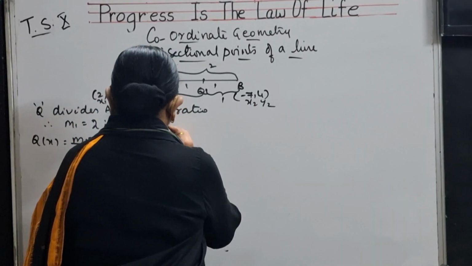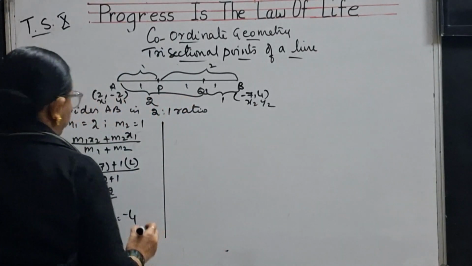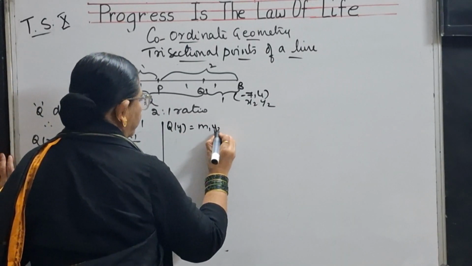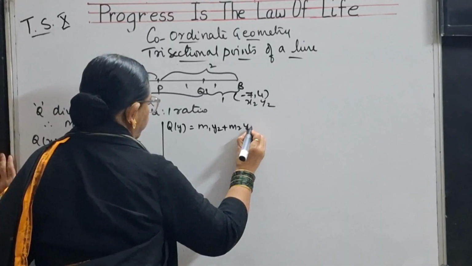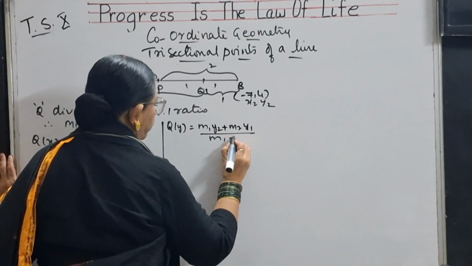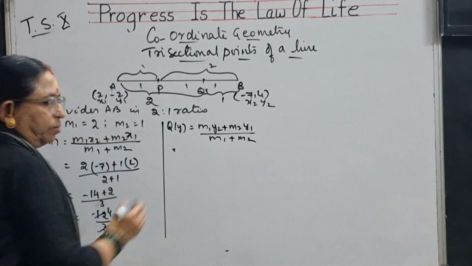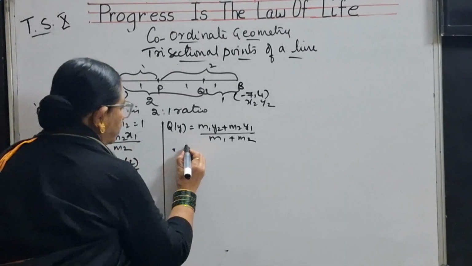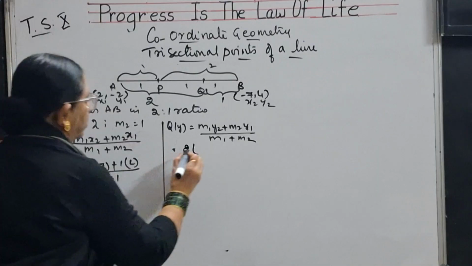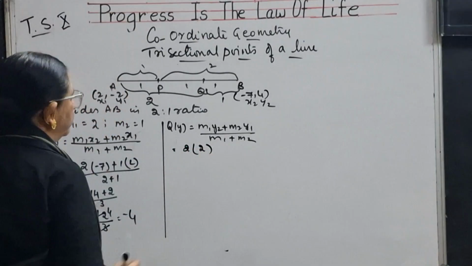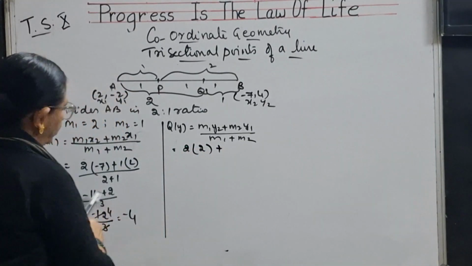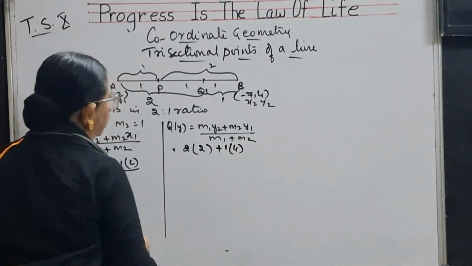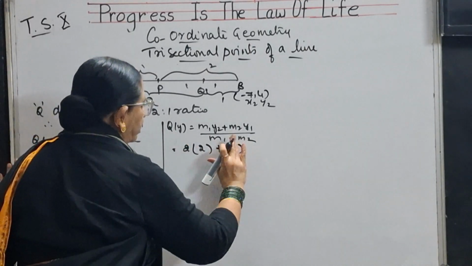Now Q of y. Q of y is equal to m1 y2 plus m2 y1 by m1 plus m2. So you have m1. What is m1? 2 into y2, which is 4, plus m2. m2, how much do you have? 1 into y1. y1 is -2.